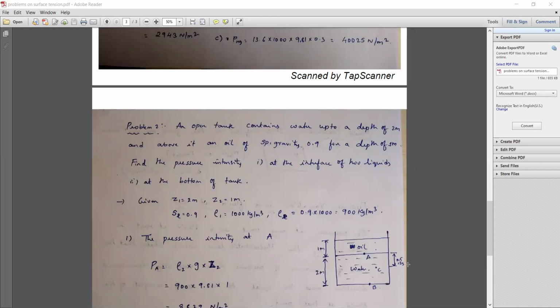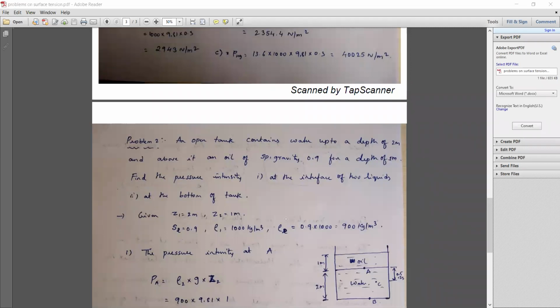Don't draw this side part which is here, and don't write ABC also. Just draw the tank, then fill it with water, then fill it with oil, with heights of 2 meters and 1 meter. Okay. Next, write down the given data. For water, if you take this as the height of water, Z1 equal to 2 meters. Next is Z2 equal to 1 meter.